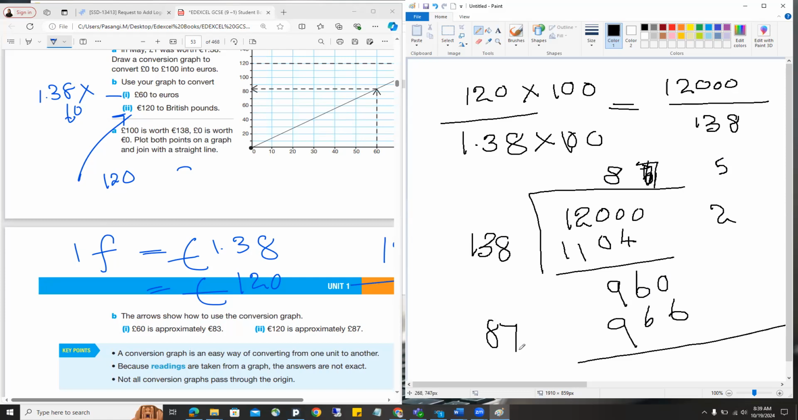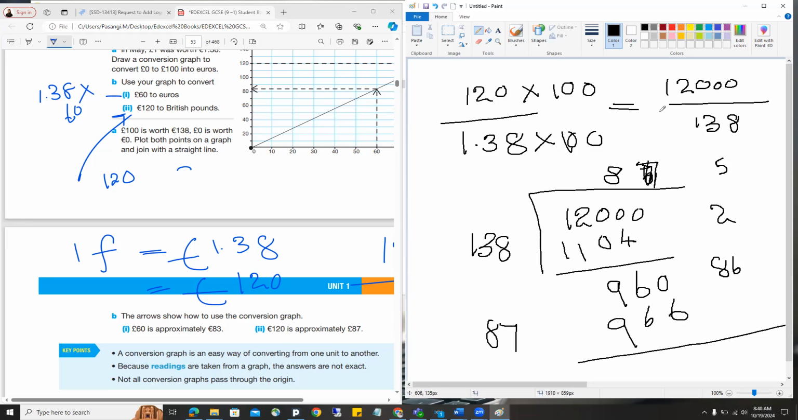Is it clear for you? Yes, ma'am. Okay. So it is 86 point something, right? 86 point. Yeah, because when we put it down, 966 comes. It's exceeding this one. The actual value will be 86 point something.